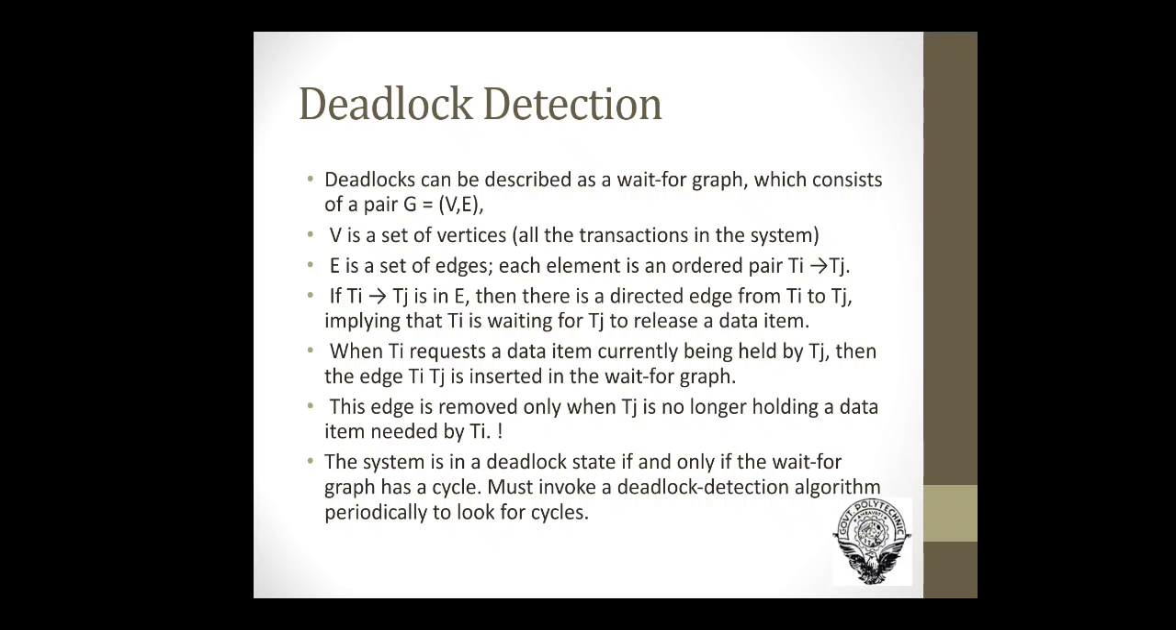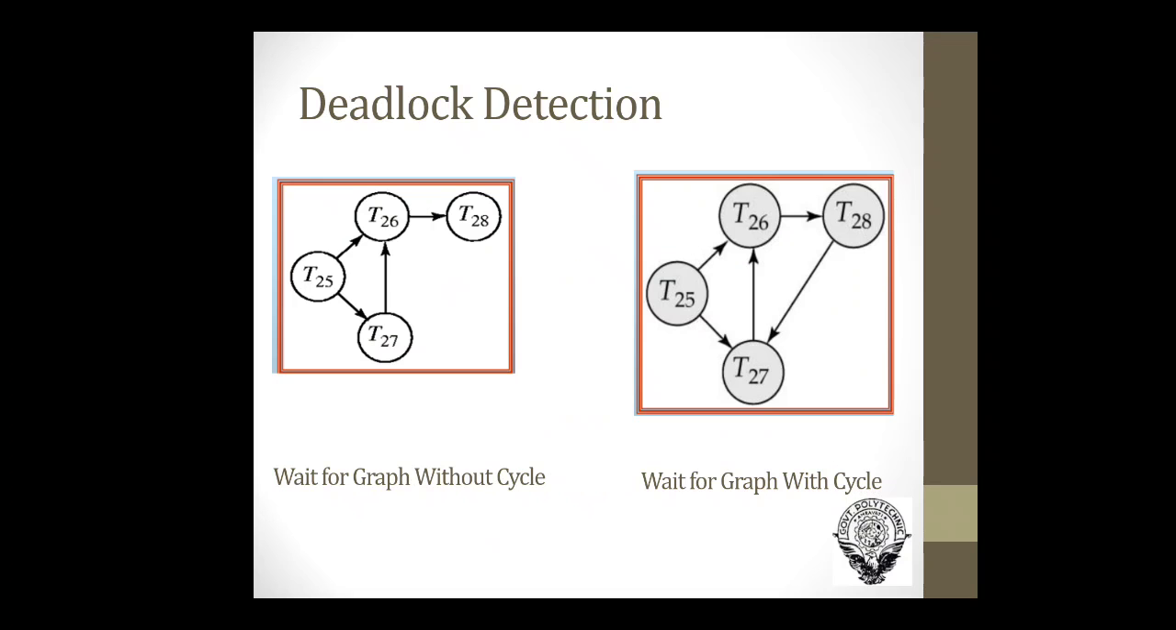We can detect a deadlock in a database only if there is a cycle in the wait-for graph. Let's see with the help of one example. Over here there are two graphs: the wait-for graph without cycle and the wait-for graph with cycle. We can say that the database is in a deadlock if there is a cycle in this particular wait-for graph.